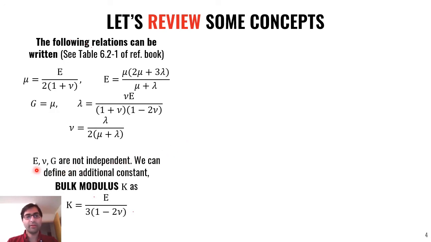So as you see, E, Young modulus, nu, Poisson ratio, and G, shear modulus are not independent. We can define an additional constant here that we call bulk modulus K, which is defined here. K equals E divided by 3 times 1 minus 2 nu.